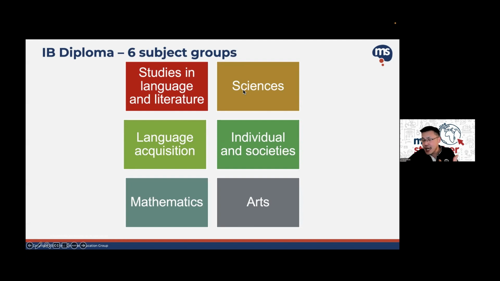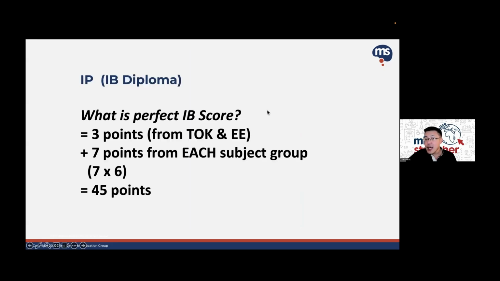For example, under sciences, that's where you will see things like your bio, your chemistry, your physics. Under individuals and society, that's where you will see things like economics, psychology, business, right? Under mathematics, that's where, of course, as the name suggests, mathematics and so on. So that's where they will choose the subjects from. And generally, if you look at it, a perfect IB score is a perfect score of 45, right?